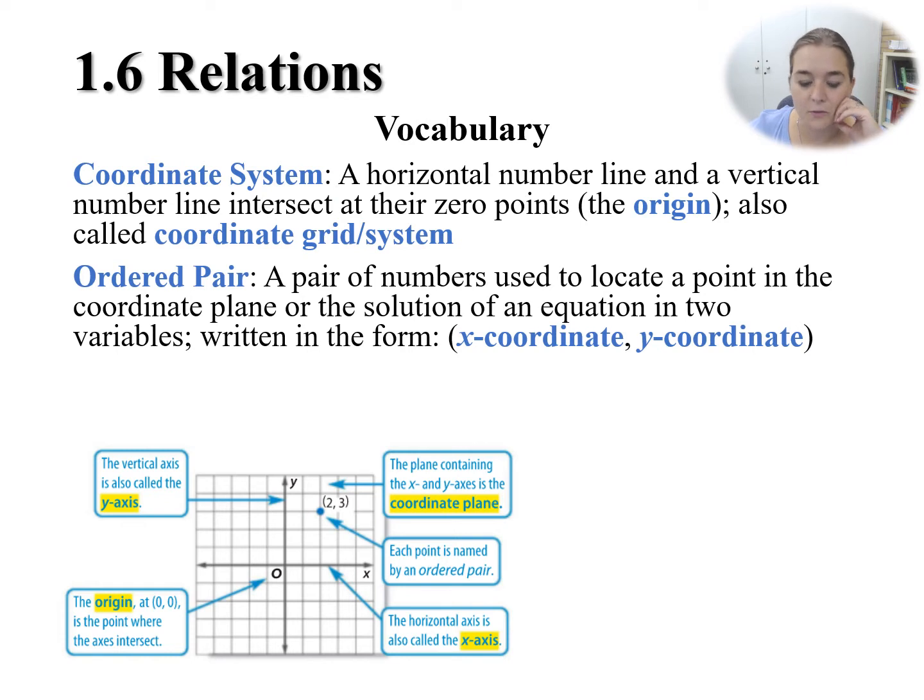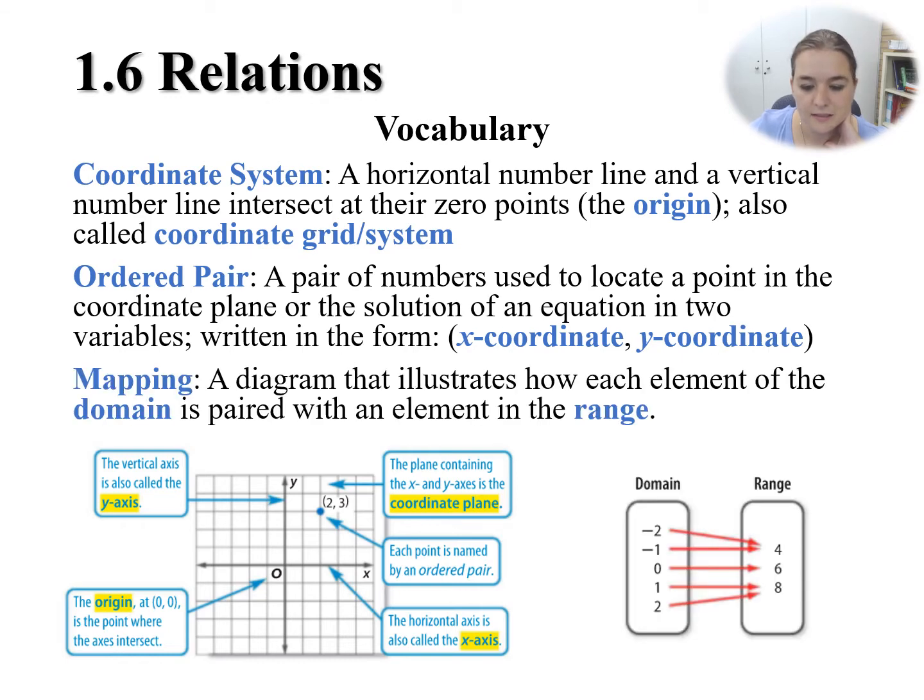Ordered pairs. Well, we use ordered pairs to describe the location of a point in the coordinate plane or the solution of an equation in two variables. When we write our ordered pairs, we always list the x coordinate first and the y coordinate second. So every point in our coordinate grid can be described by an ordered pair. The final vocab term for this slide is mapping. Mapping is a diagram that illustrates how each element of the domain is paired with an element in the range. So if we look down at that bottom corner, we write arrows to show how each element in the domain pairs with an element in the range.